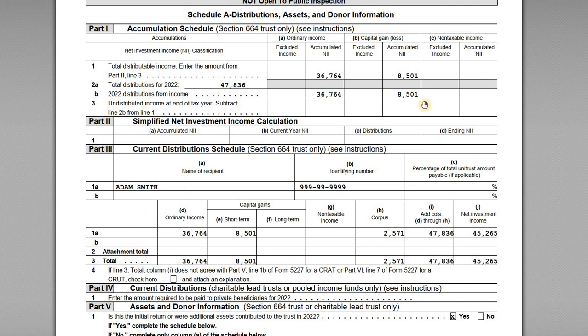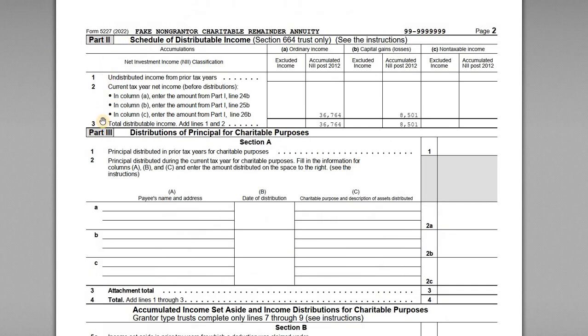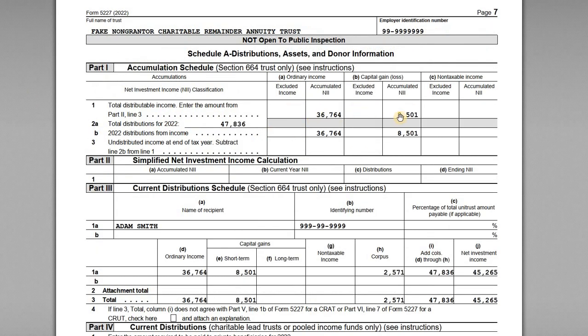So you see that these numbers up here are pulling from the second page, right? So enter the amounts from Part 2, line 3. Remember, if we jump back up to Part 2, line 3, that's the total distributable income for the period. So it's the current year amounts plus the undistributed income carried over from the prior tax years, right? So we've got those amounts entered here, same column, right? So ordinary income, 36,764. It's in the NII column, right? It's not excluded. And then the capital gain or loss amount, and again, item C is non-taxable.